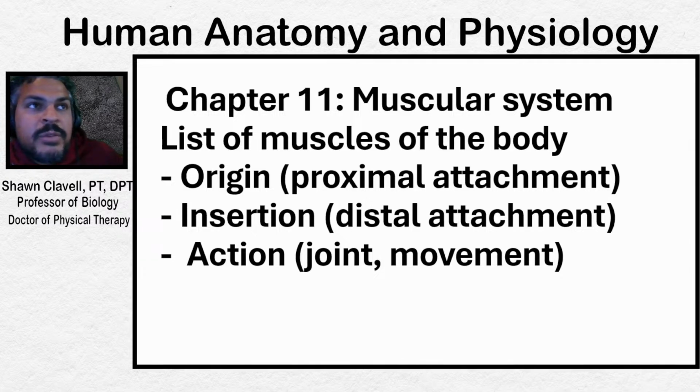So usually I refer to the origin as more of the proximal attachment point. It's attached to the less movable bone. The insertion is the distal attachment point. It's attached to the more movable bone. And then ultimately the action. So being able to identify the origin, the insertion, and the action of each of those muscles is going to be important.